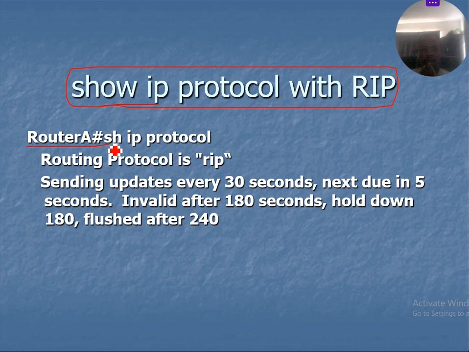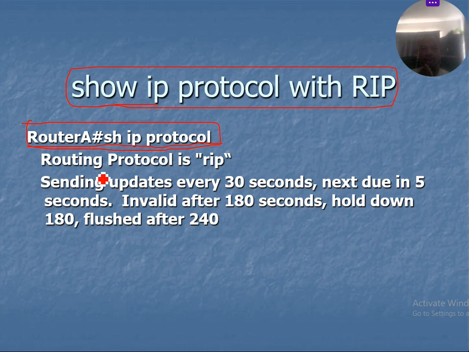The command is: Router A hashtag show IP protocol. You have to define which router you want to see, and you have to tell it to show. The abbreviation is SH for show. Once you type this in on your command line interface, the display will pop up.